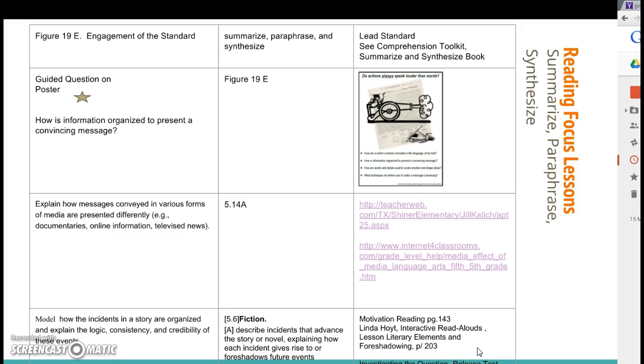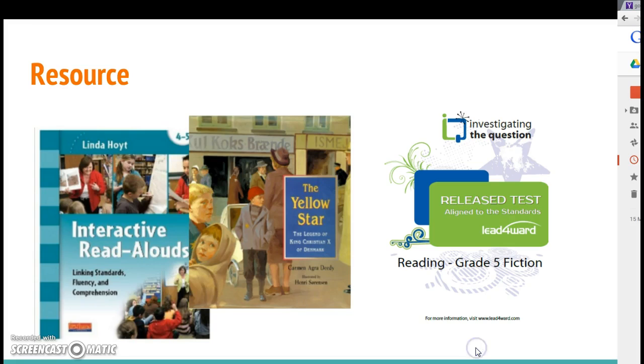That is a great lesson to help you with foreshadowing. Here's the resource that I'm talking about. This is the Linda Hoyt book that's at the 4th and 5th grade level. This is the book that goes along with that particular lesson that I'm speaking of.